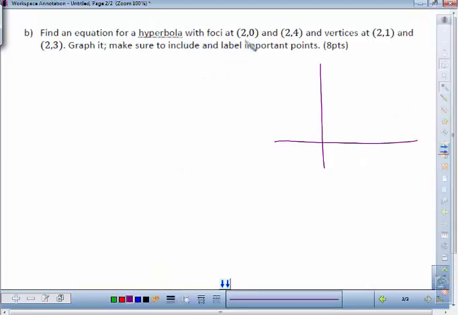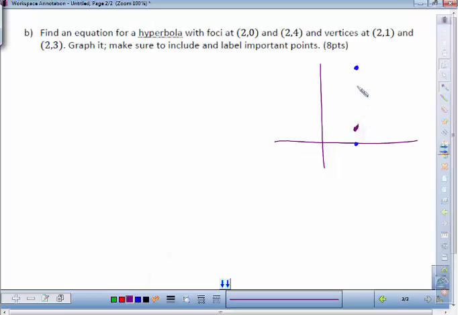Okay, so we have foci at (2, 0) and (2, 4). So (2, 0) and (2, 4) are the focus points. Vertices at (2, 1). Put the vertices in purple.